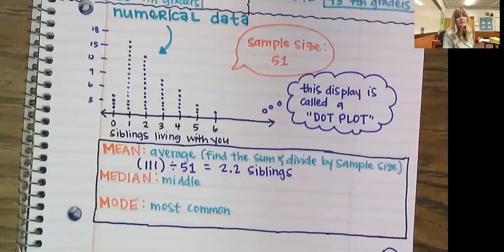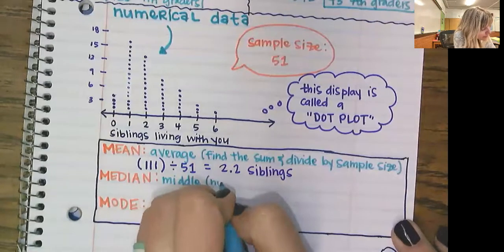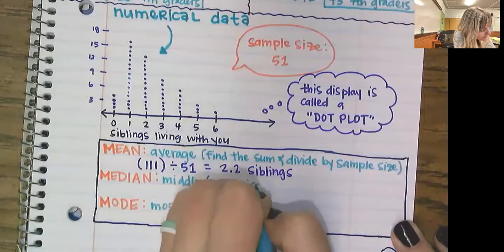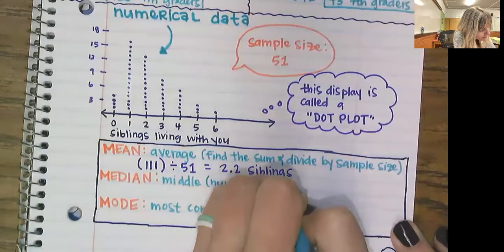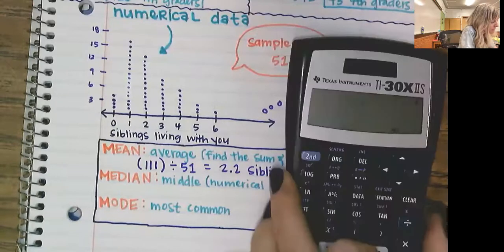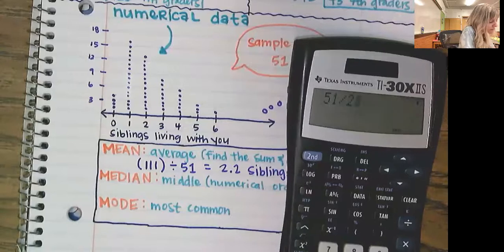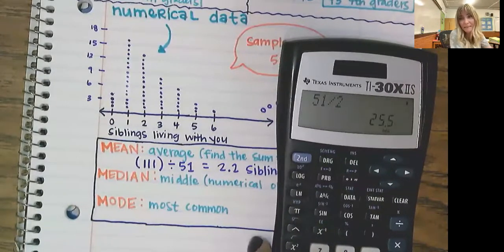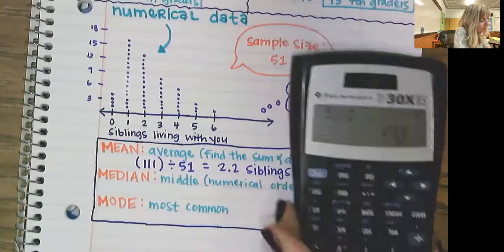The median is the middle, which they have to be in numerical order for you to find the middle. And here's the good news. If you have a dot plot, they are in numerical order, right? They go in order, 0, 1, 2, 3, 4, 5, 6. So all I need to do is think about what's halfway of 51. What's in the middle of 51? Well, 51 divided by 2 is 25.5. You know what that means? The median lies exactly on a number. So halfway between, let's see.